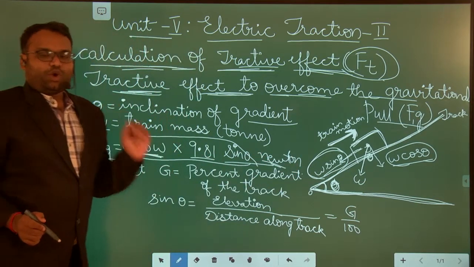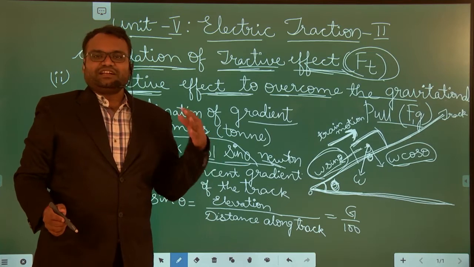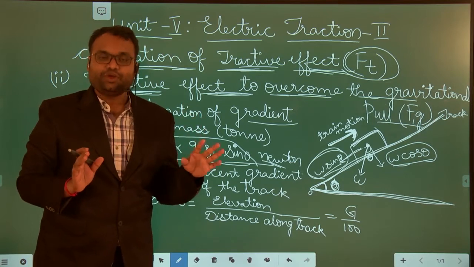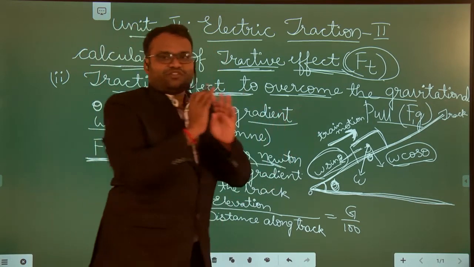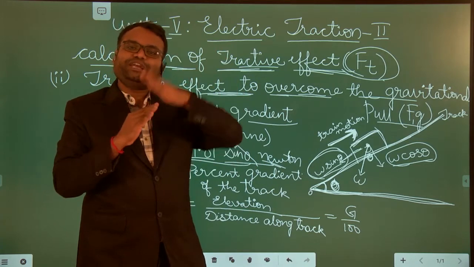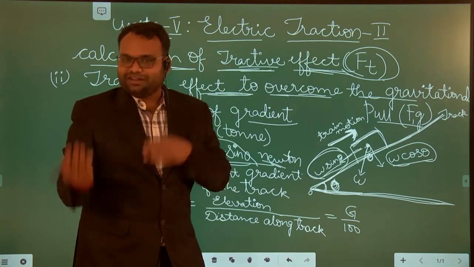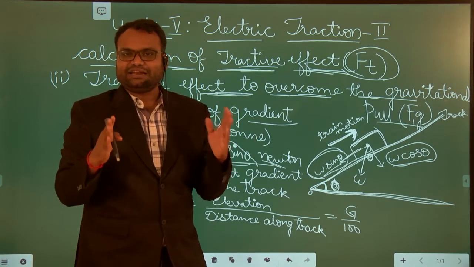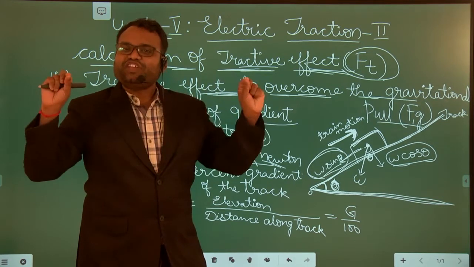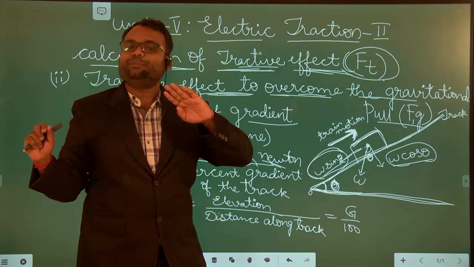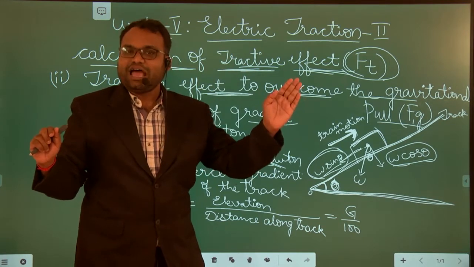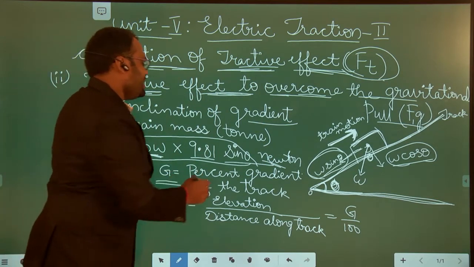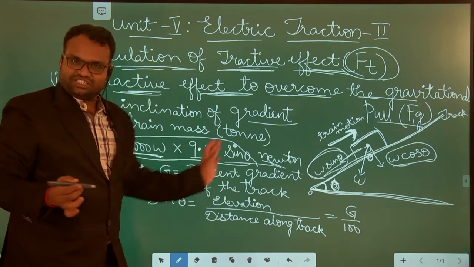Normally in an electric traction system, the gradient is defined by how many meters the track rises over a given distance along the rail, that is 1 meter or 100 meters. Again, based upon that gradient, the rail length versus the meters it projects upward, similarly here the percentage gradient G is defined.